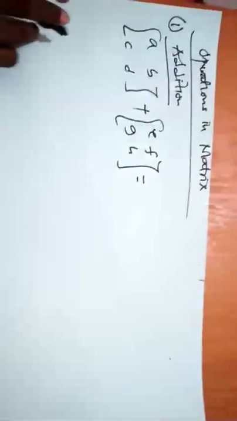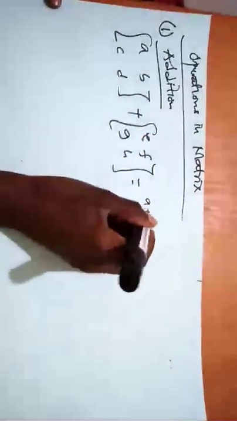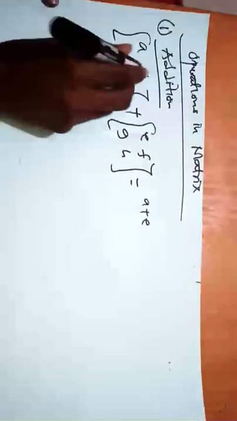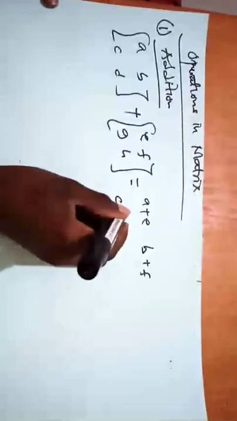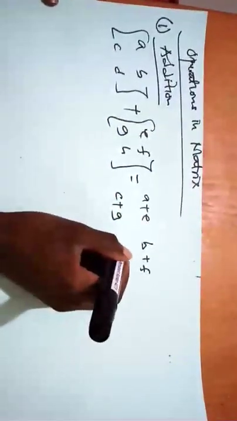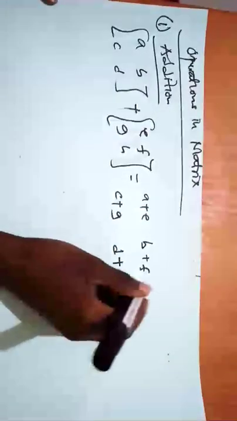So to have the matrix, we take A with the first element. We take A plus E. That will be our first element. Then we have the second B plus F. Then we have C plus G. Then we have D plus H.